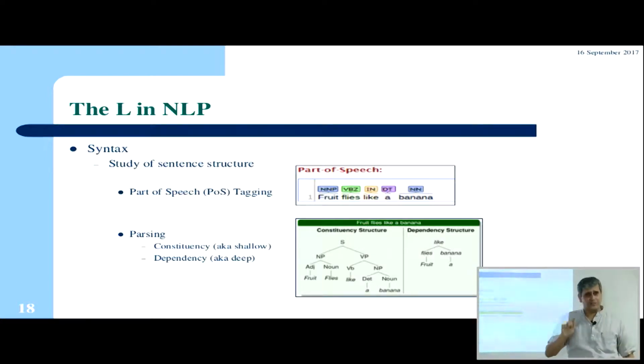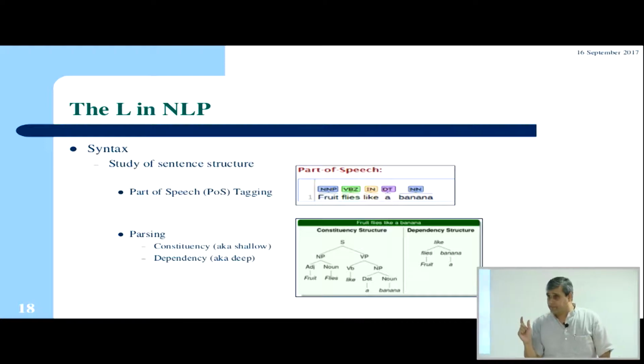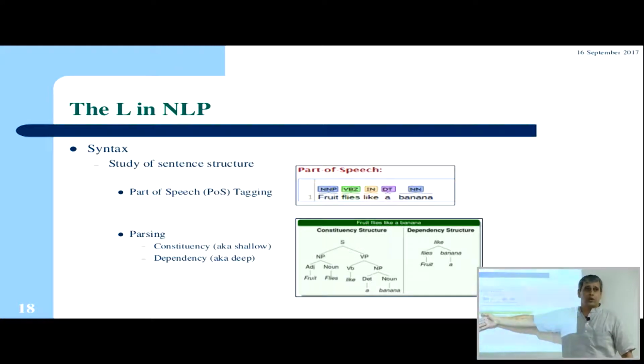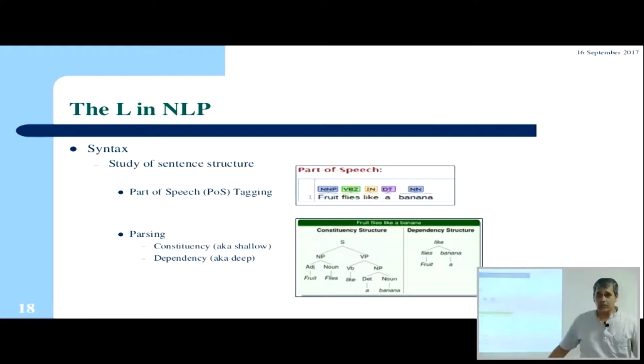These are various techniques, by the way: part of speech tagging, parsing. They are techniques or smaller tools that are used in NLP, and they are all based on this morphology and syntax study. So parsing, there are more than two types, but the two most used are constituency and dependency. I don't think you are able to read this.